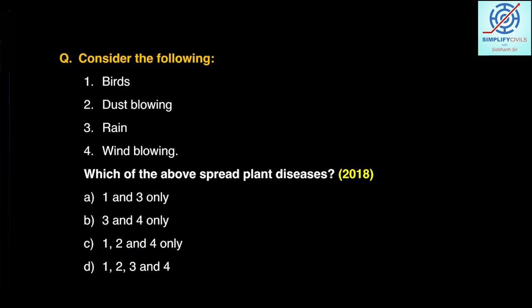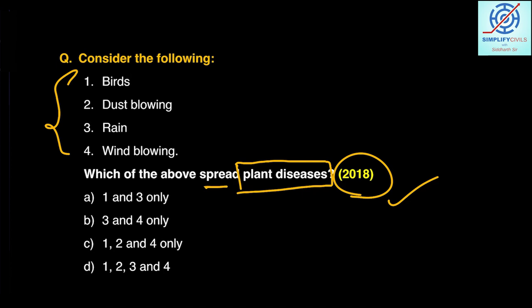Now, what kind of question was asked by UPSC in 2018? Let's try to solve the question. The question was very simple. Consider the following options, and which of the following options above spread plant diseases. Now, this was the unique part here, that instead of giving human diseases, it asked you regarding plant diseases.